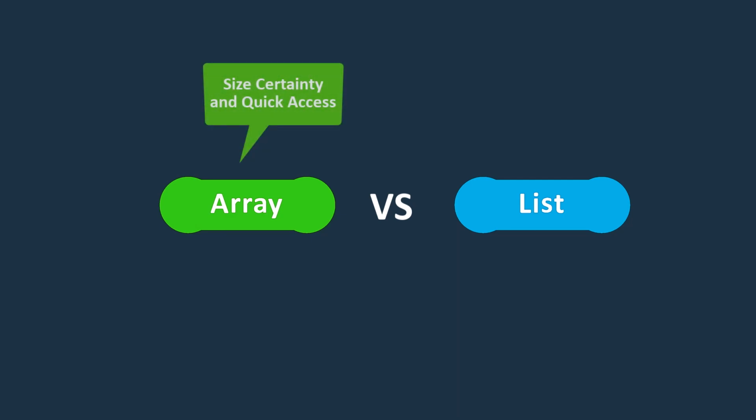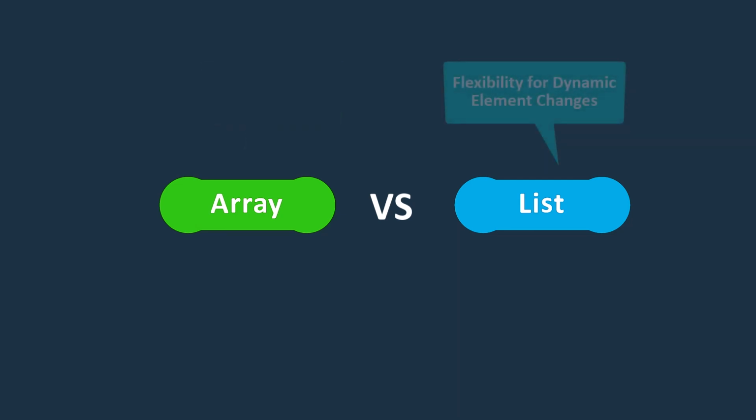Arrays are best used when we know the size of the collection in advance and need to access elements quickly, while lists are more flexible and easier to use when we need to add or remove elements dynamically. In real-world applications, most of the time we use lists to manage our data collection.